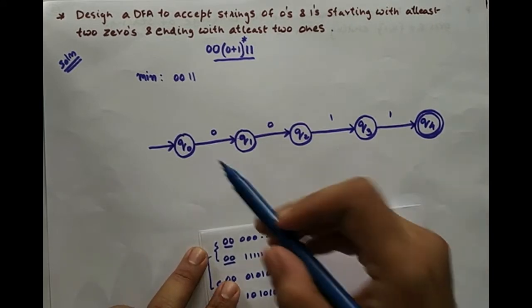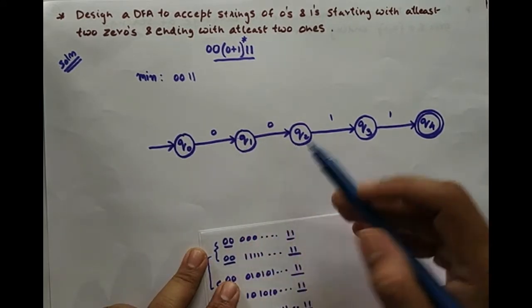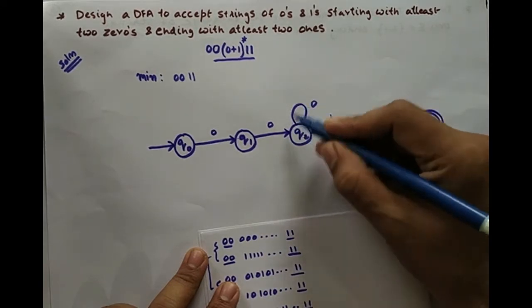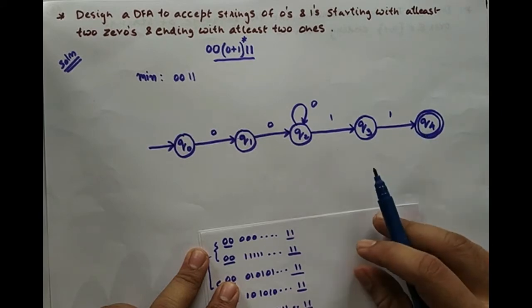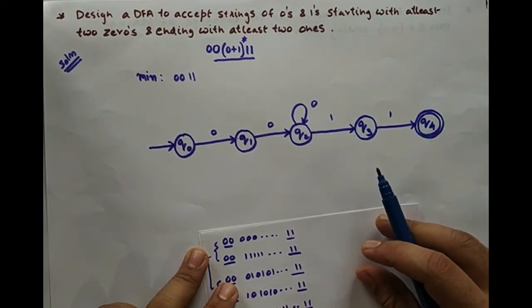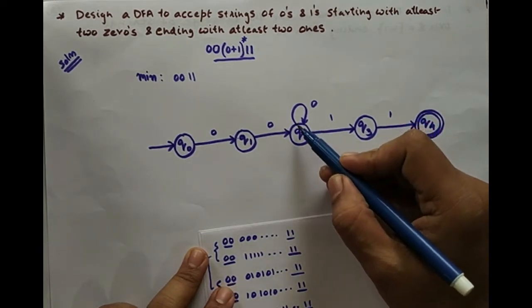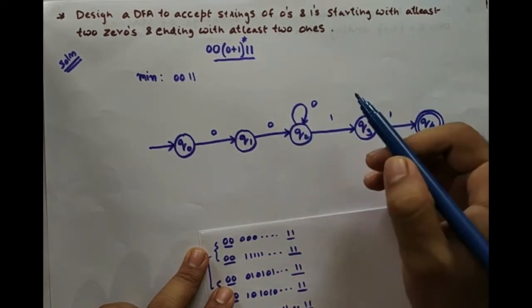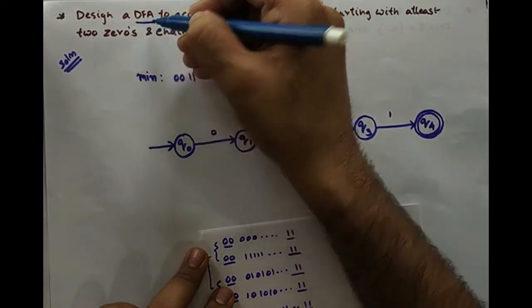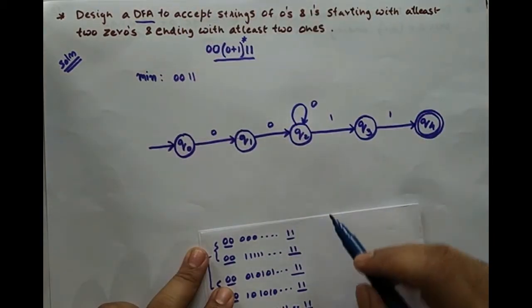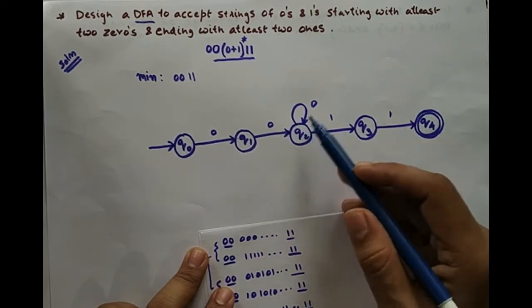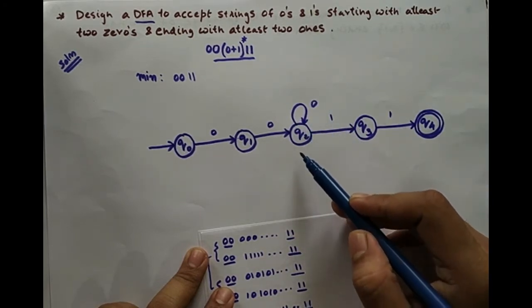It should be accepted. 0, 0. You can have n number of zeros ending with 1, 1. Now one small suggestion which I want to give you, whenever you are trying to decide where to put the self loop, you should be very conscious. It is asked to draw a DFA, deterministic. So the self loop should be made in such a way that the automata does not turn non-deterministic.